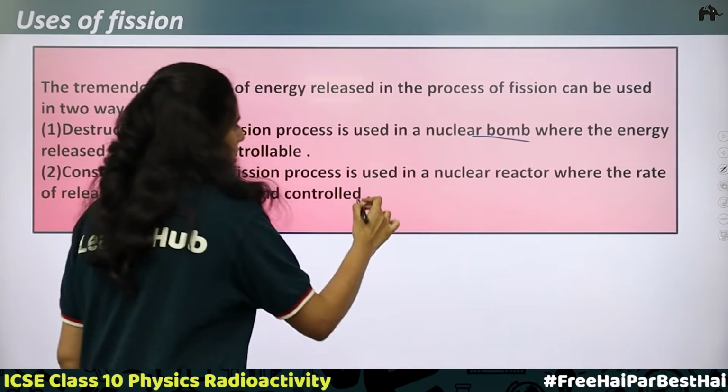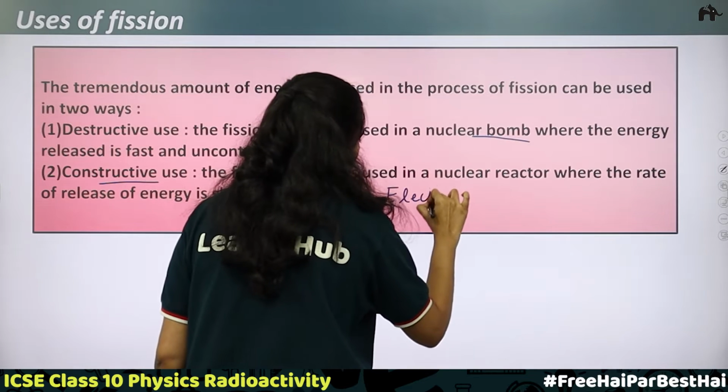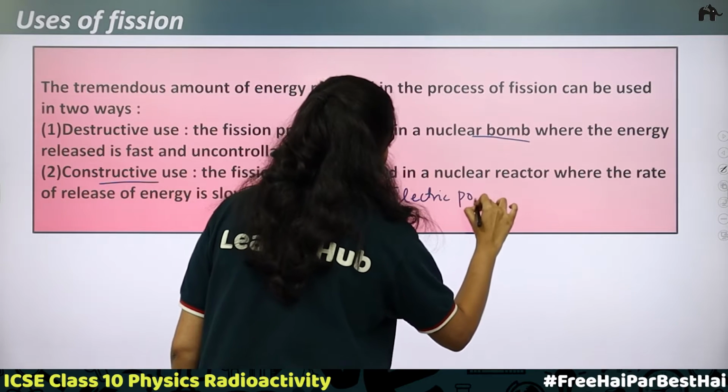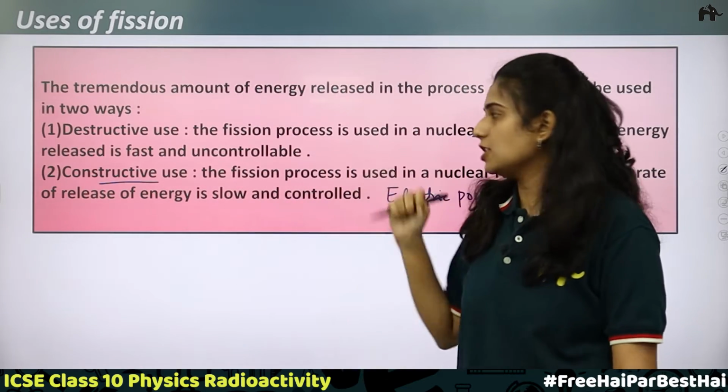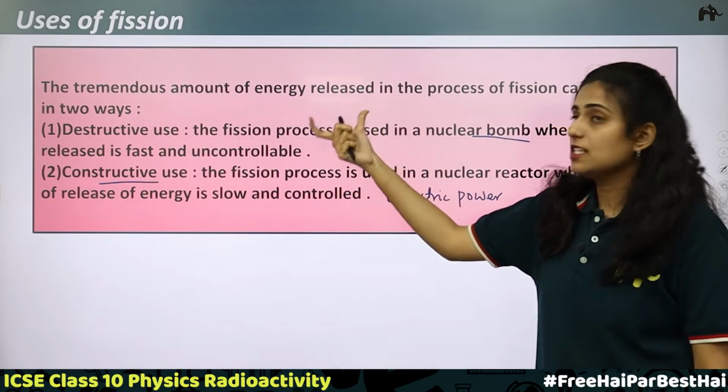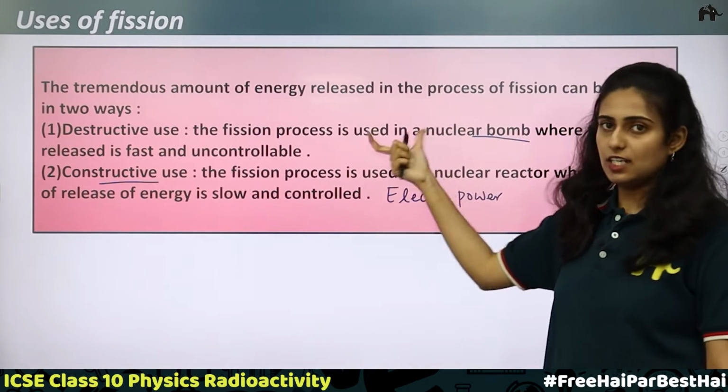So, here this energy can be used to produce electric power. Okay. So, there are destructive use and constructive use for nuclear fission. Here there is a tremendous amount of energy released in this process.